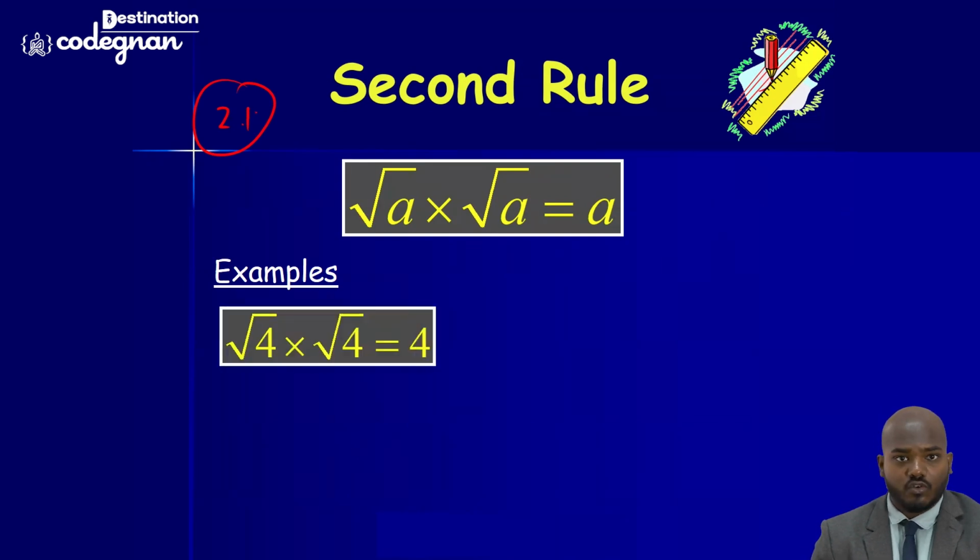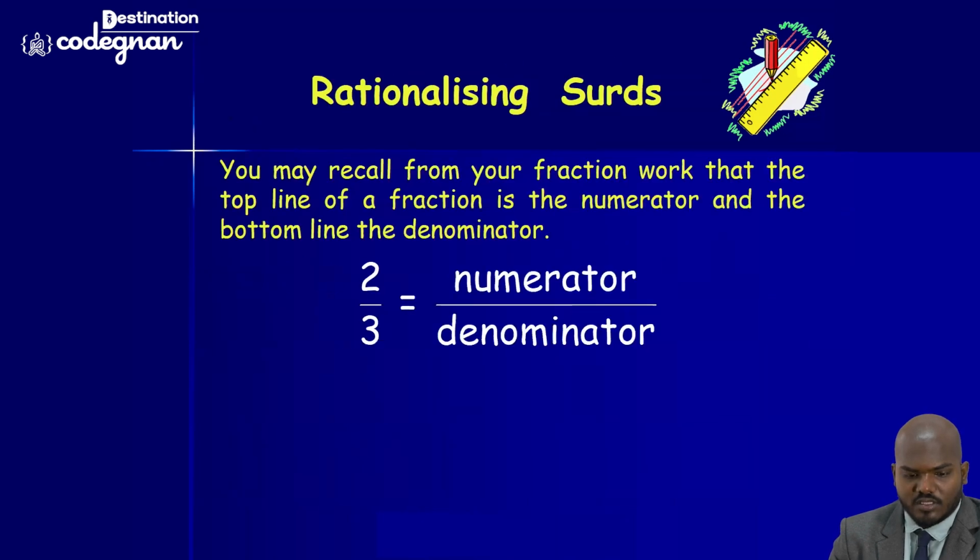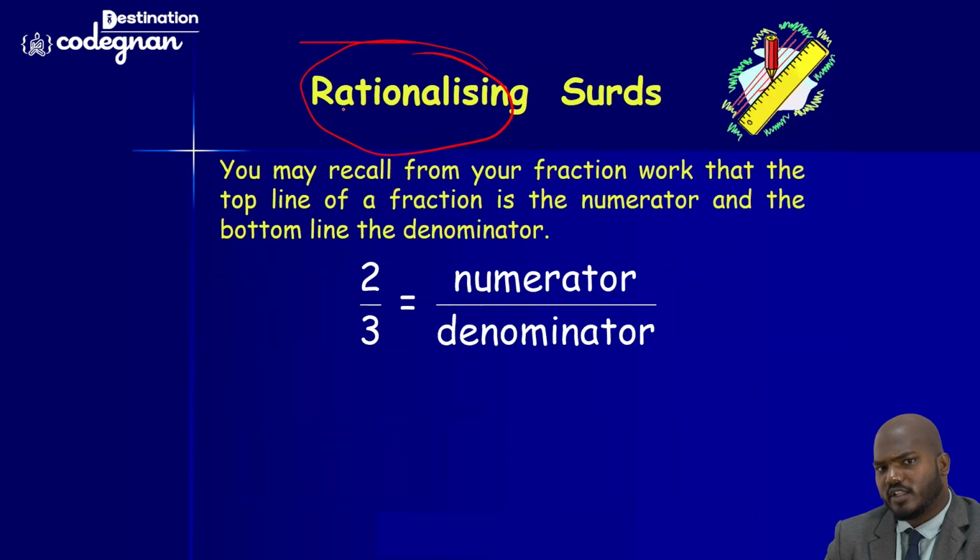That is root 4 times root 4. You are able to get the value of 4 here, and root 13 times root 13 is the same, having the same digits, it will give you 13. So what does fraction mean? What is meant by rationalizing? Can anyone tell me what rationalizing means?